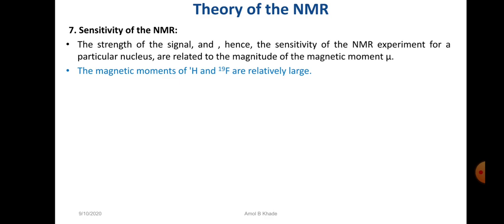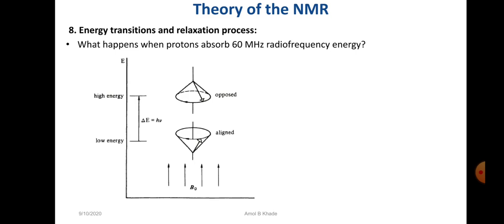However, we have a lot of organic compounds in which the proton is very abundant, and that's why proton NMR spectroscopy is very widely used to elucidate or interpret the structure of a compound.